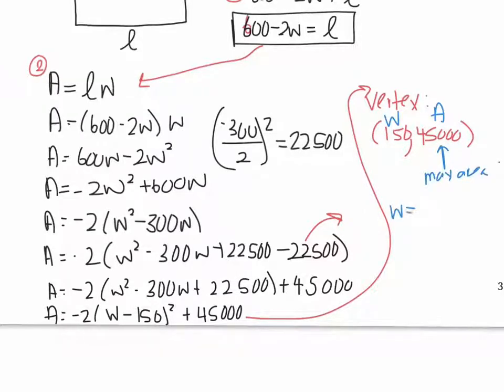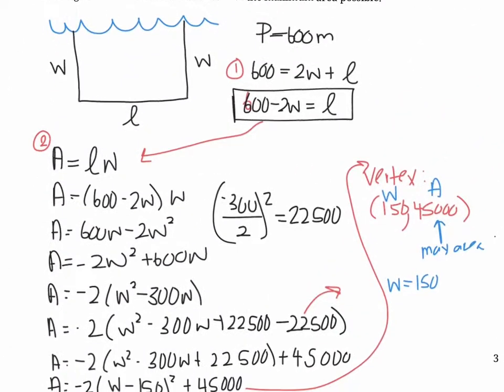And this is the width that will create this, 150 meters. So let's go back to our picture here. Now we know that each of these widths has to be 150 meters. What about the length? Well, is there anything on this page that can help us find the length? Look at this lovely equation here. We have an equation for the length, so let's use that.